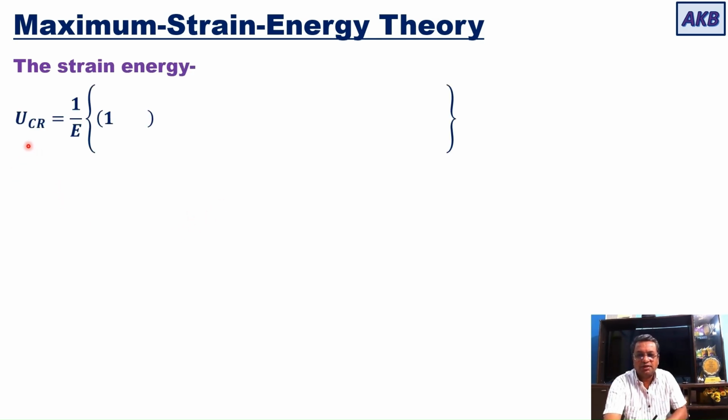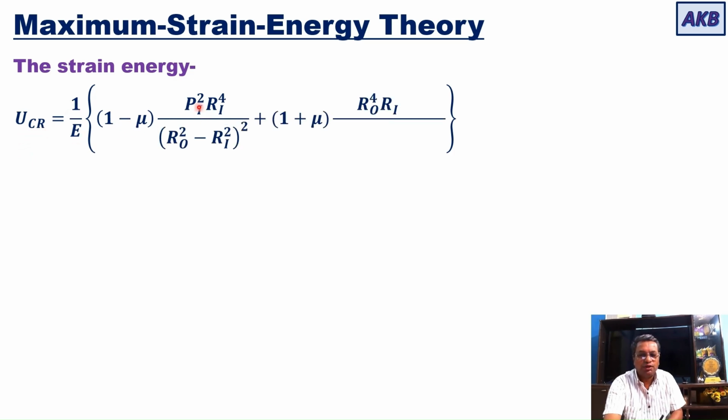So we got this equation for the strain energy. UCR is equal to 1 upon E into (1 minus mu) into Pi square ri raised to 4 divided by the square of (ro square minus ri square), plus (1 plus mu) into ro raised to 4 ri raised to 4 Pi square divided by the square of (ro square minus ri square) into r raised to 4.